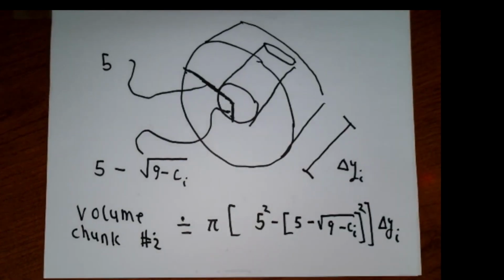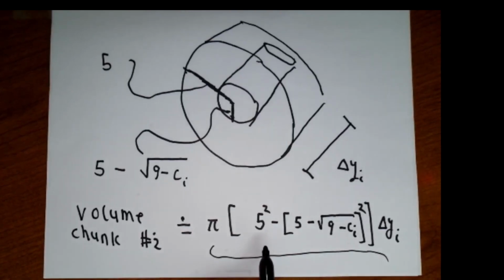Using our recipe, pi multiplied by big radius squared minus small radius squared, multiplied by perpendicular height, gives us this as our estimate for the volume of chunk number I. Notice I put some brackets in. I really need those brackets. 5 squared by itself is not a problem. I have to square the difference of 5 minus radical 9 minus ci. I don't want to goof the order of operations up. Once I've done that, whatever results needs to get multiplied by pi and also multiplied by delta y number I to give me what I've figured out here.